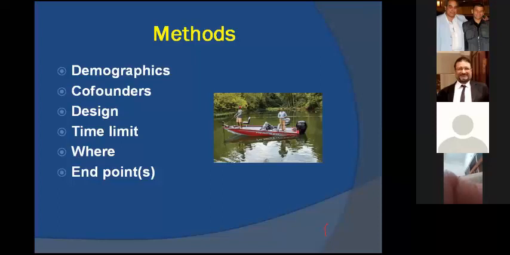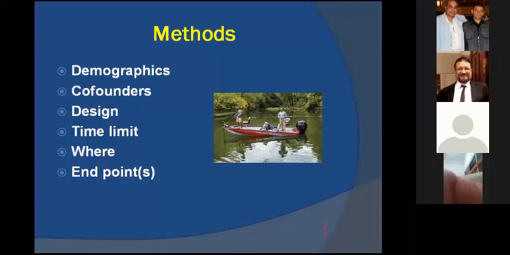Demography is very important. We have to know the age, the sex, and many other points of demography regarding the recipients of the study. What are the co-founders? Whether there are risk factors that interfere with the outcome of the study. What is the design? Is it a randomized clinical trial? Is it a cohort study? You have to know it, definitely.